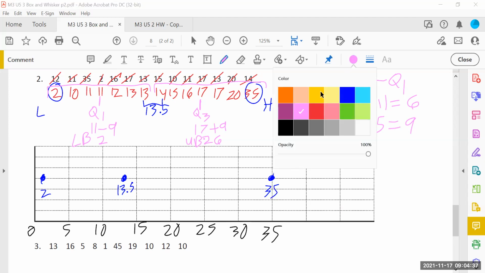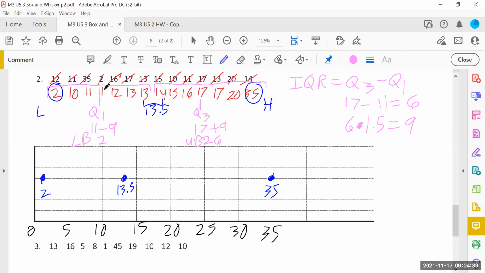And then I have quartile 1 was 11. Quartile 3 was 17. There's my box. Now, before I go any farther, do I have a point beyond the lower or upper boundary?